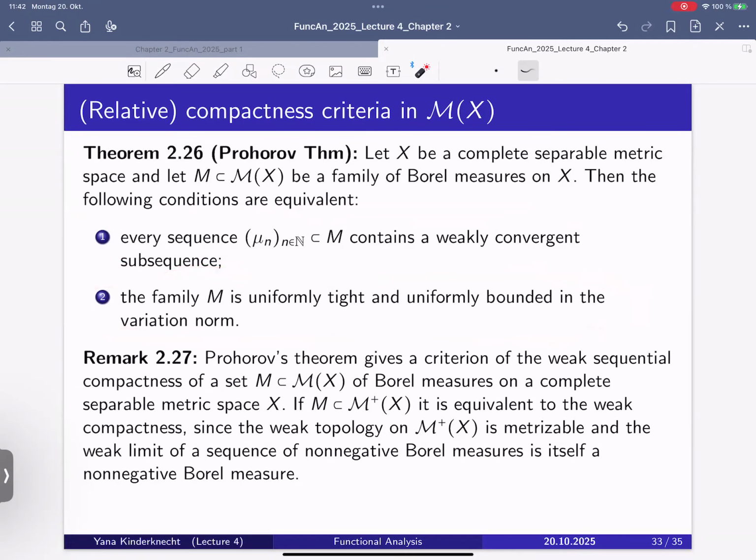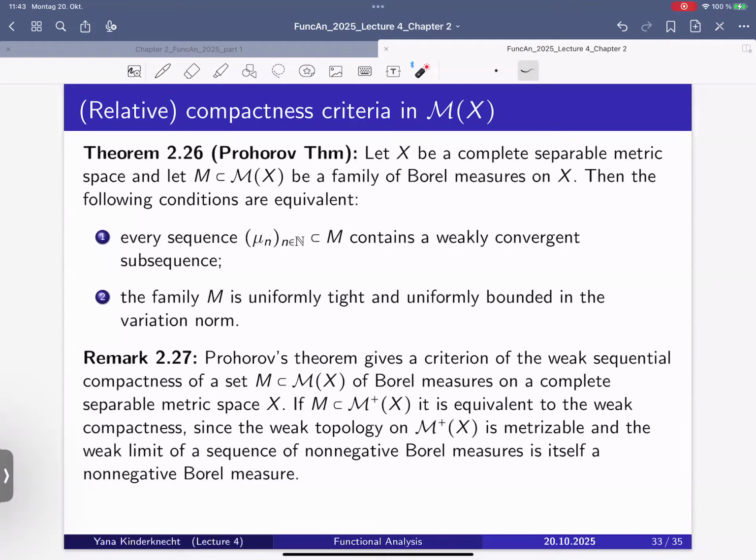So this works well for probability measures. This is a set which includes probability measures. Here we have non-negative measures, so probability measures in particular. But in the general setting, in the whole space, this is the statement of the theorem.